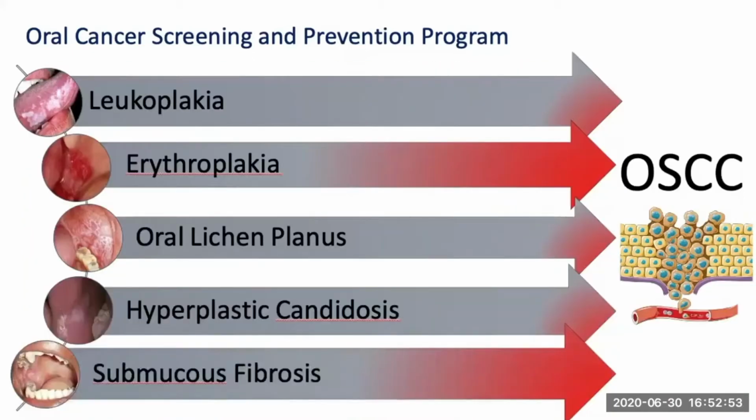And this is representative of the different potentially malignant conditions that we have in the oral cavity: leukoplakia, erythroplakia, lichen planus, potentially hyperplastic candidosis, and of course submucous fibrosis, with people who are using betel quid, betel pan, over an extensive period of time. And they all have the red on those arrows representing their malignant potential. Not all of them will definitely lead to cancer, but some of them have a higher risk of developing cancer, like erythroplakia and submucous fibrosis.